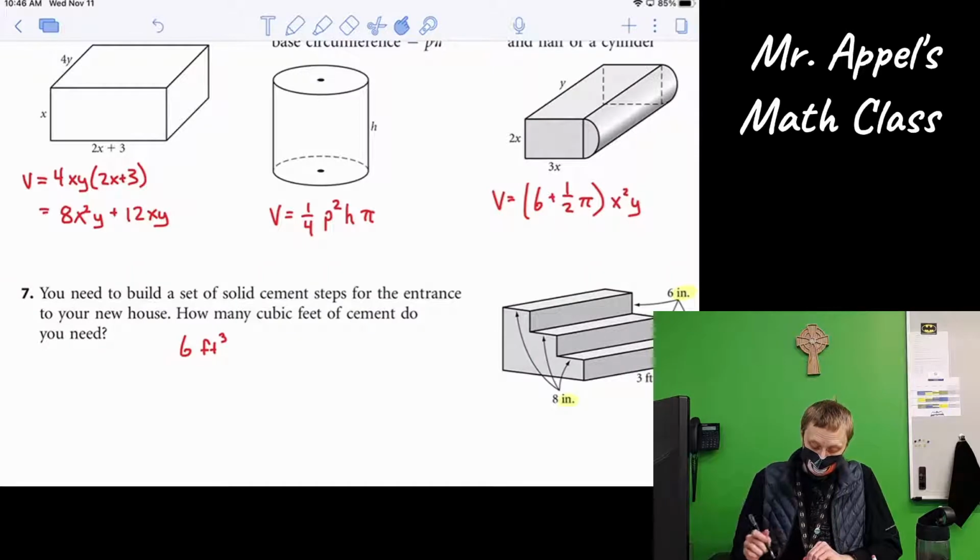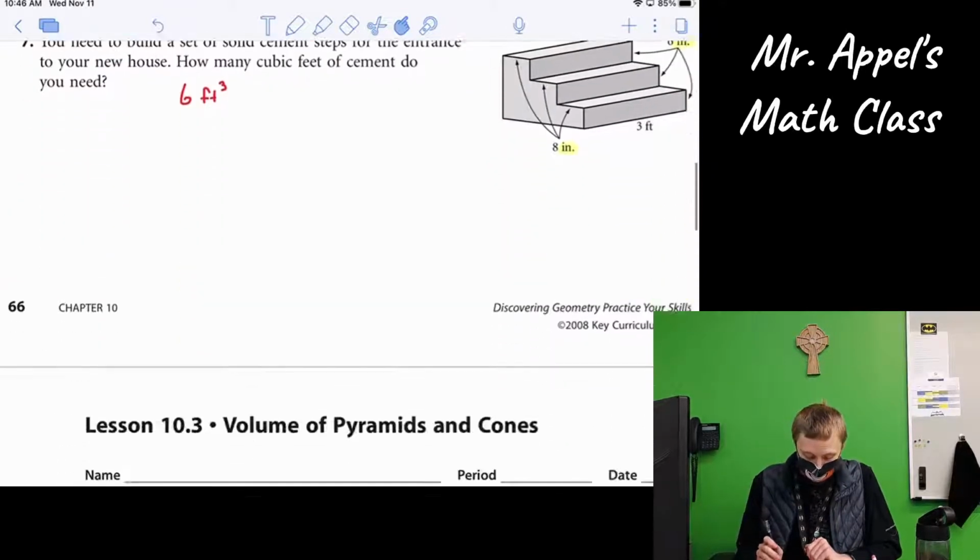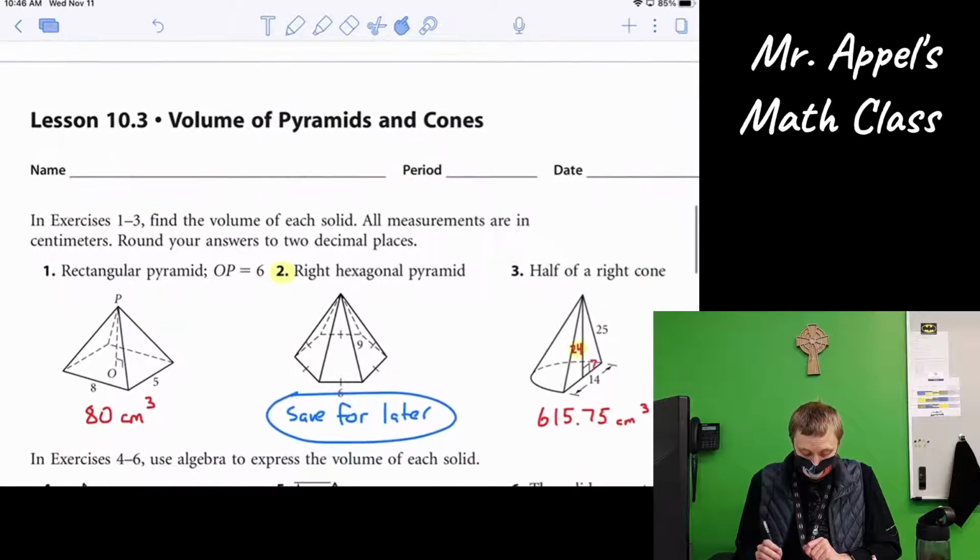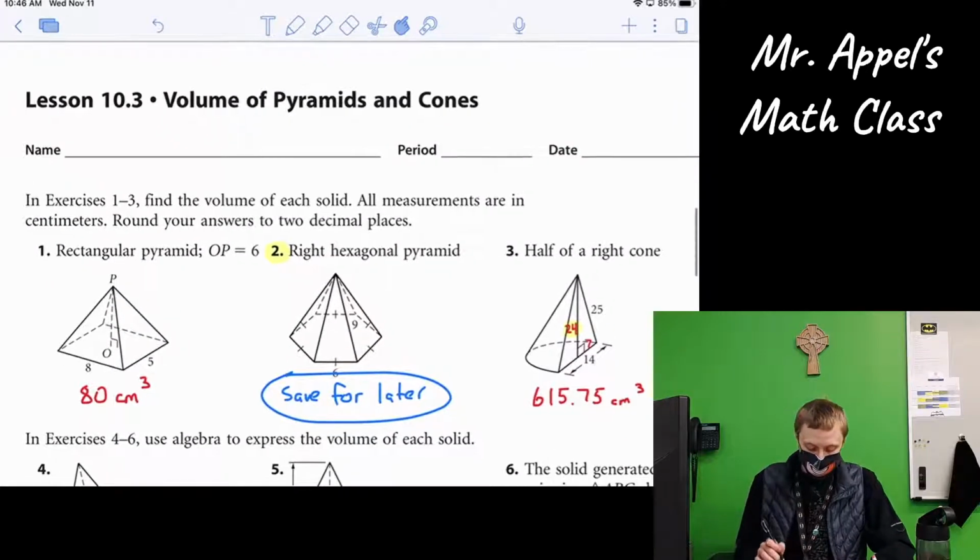All right, then on to the next page. Pyramids and cones. Okay, first one, square base pyramid. We know the height as given. Straightforward, you can do that one with the formula.